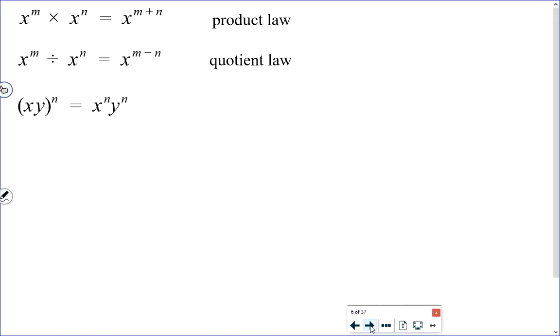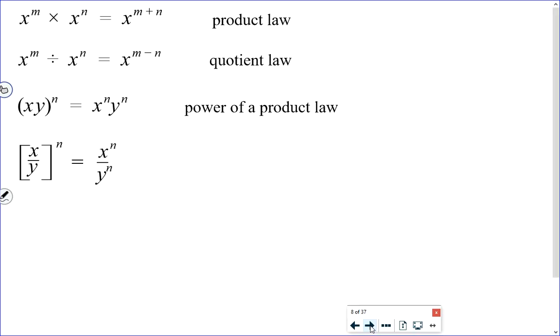We also learned that if you have a product, in this case the product is xy, and it's being raised to an exponent, in this case the exponent is n, that power of xy, quantity to the n, can be written as x to the n multiplied by y to the n. In other words, when you have a product raised to an exponent, that exponent can be applied to all of the factors of the product, and we call that the power of a product law.